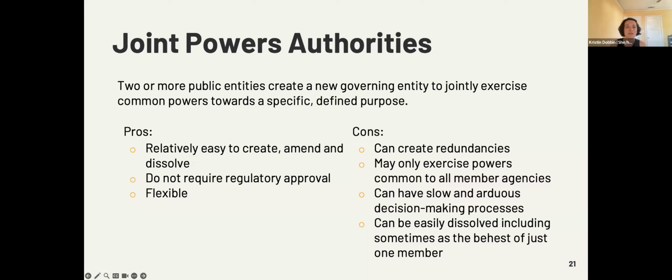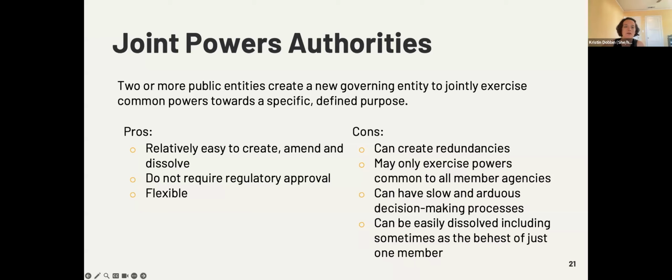As I said, pros: really easy to create, amend, dissolve. They're tailorable. You can write these agreements to do just about anything local residents might want, and they don't require regulatory approval. But again, they create redundancies. They are limited to exercising powers common to all member agencies. So as Armando mentioned earlier, they may not be able to do everything you want them to do. Their powers are pretty limited in some cases.